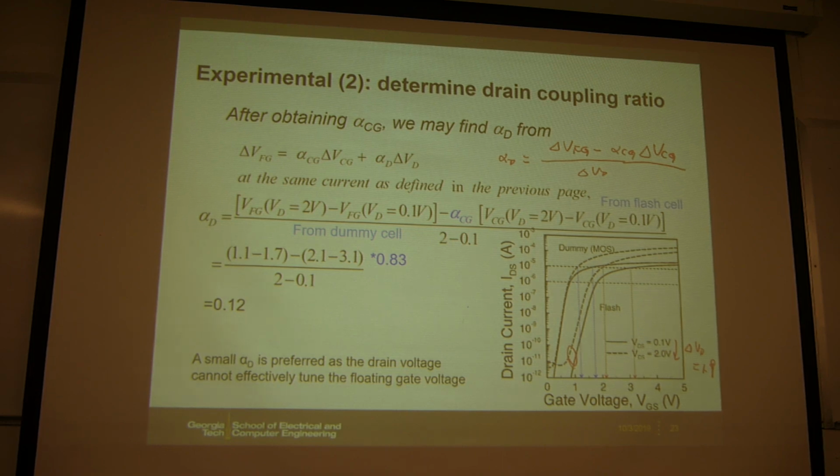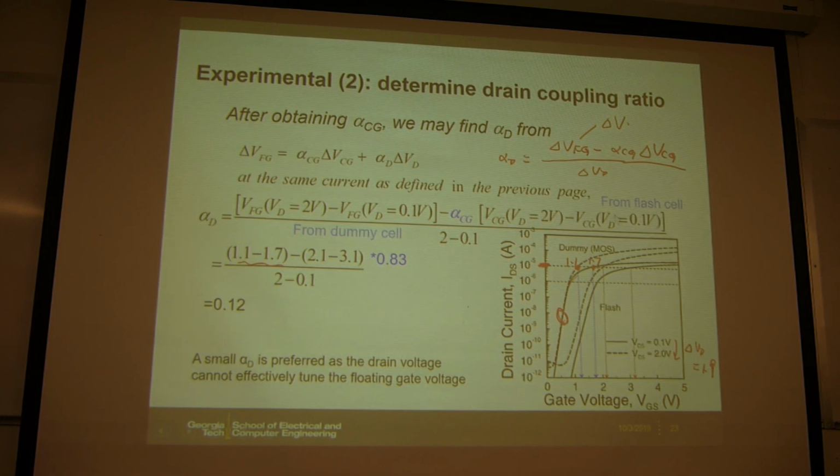So this delta VFG actually is the delta VG, because we need to use the dummy cell to do this. So if you look at the dummy cell, which is this one, we need to compare the solid line and the dashed line between those two drain voltages. If we focus on this current level, then the voltage shifts from here to here. Those two blue dashed lines show the voltage shift, from 1.7 to 1.1. So this is how you get here.